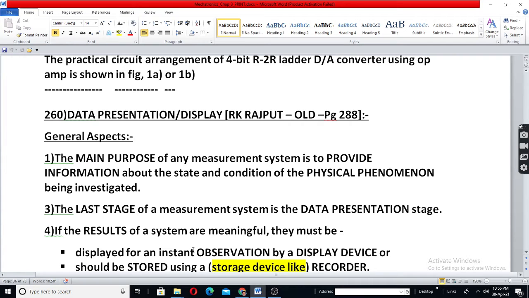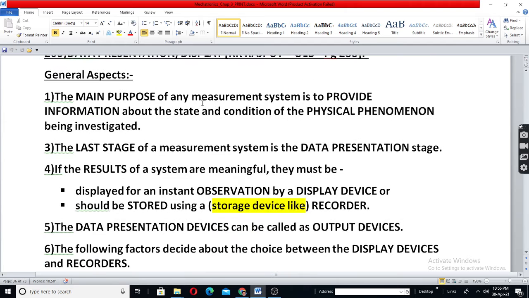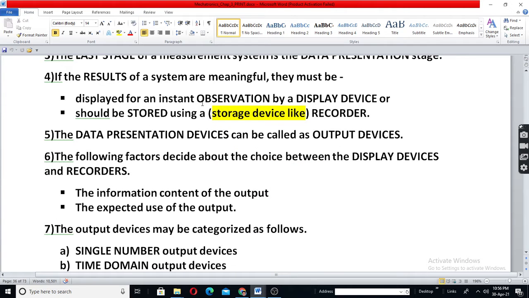Class 41, data presentation unit. It can be a display or recorder. They are nothing but output devices. Transducers are input devices which take input from the system or environment, and data presentation devices are output devices.